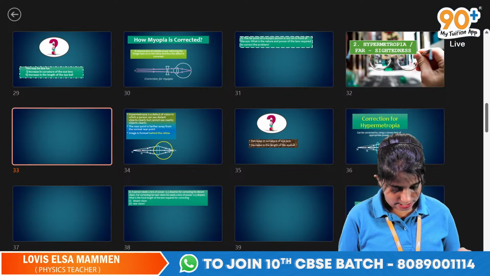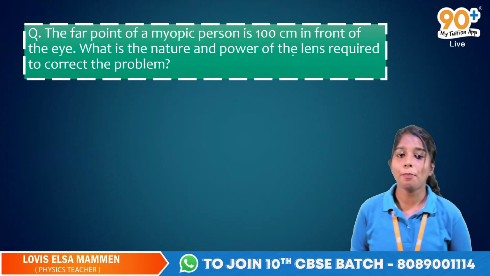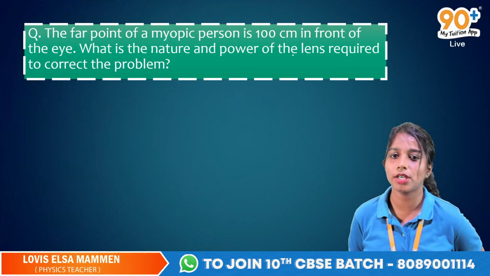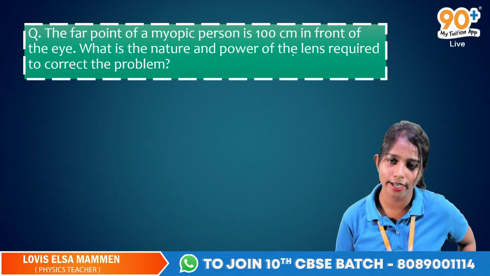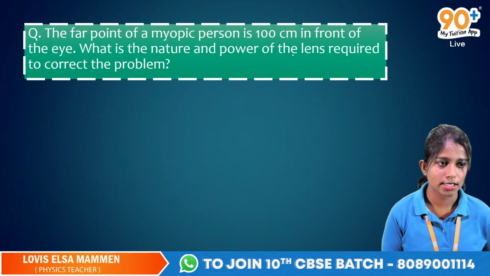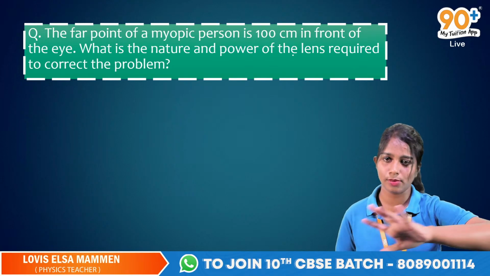Yes. So we'll do a problem. A far point of a myopic eye is 100 centimeter in front of the eye. What is the nature and the power of the lens required to correct the problem? So this is a numerical problem. Okay, yes. So write the question. I'll give you 30 seconds only to write this question. Be fast.